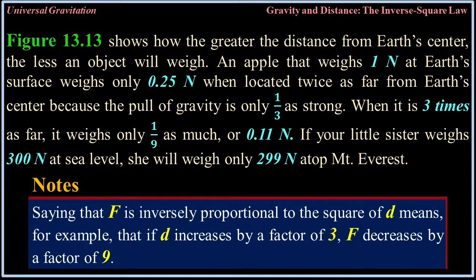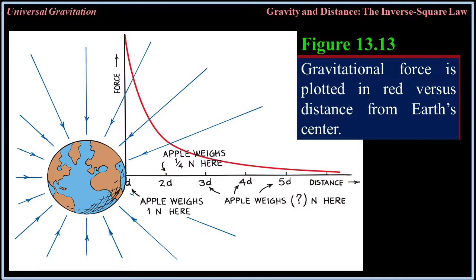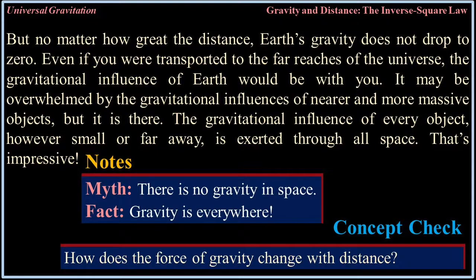Notes: saying that F is inversely proportional to the square of the distance D means, for example, that if D increases by a factor of 3, F decreases by a factor of 9. In Figure 13.13, gravitational force is plotted in red versus the distance from Earth's center. Study it closely. But no matter how great the distance, Earth's gravity does not drop to zero.